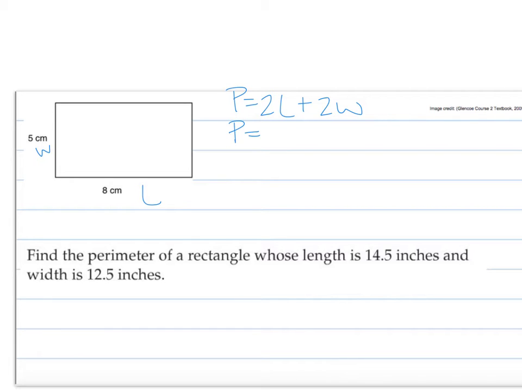Remember, don't chase me if I'm going too quickly for you. Pause. Work at your own pace. Twice the length, which is 8. Twice the width, which is 5. Not just plugging it in. I did 2 times 8 is 16. 2 times 5 is 10. My perimeter then is 26 centimeters.